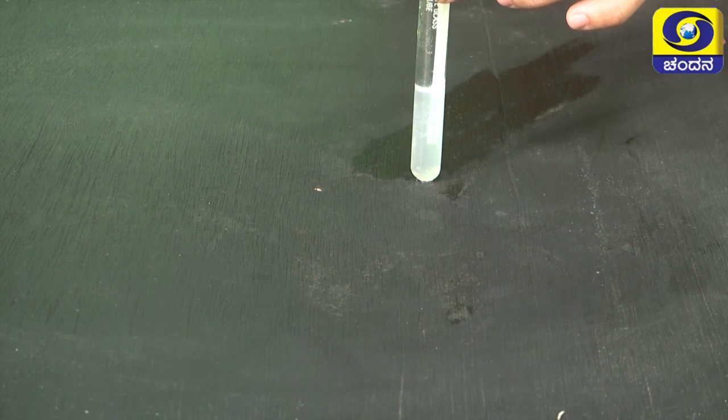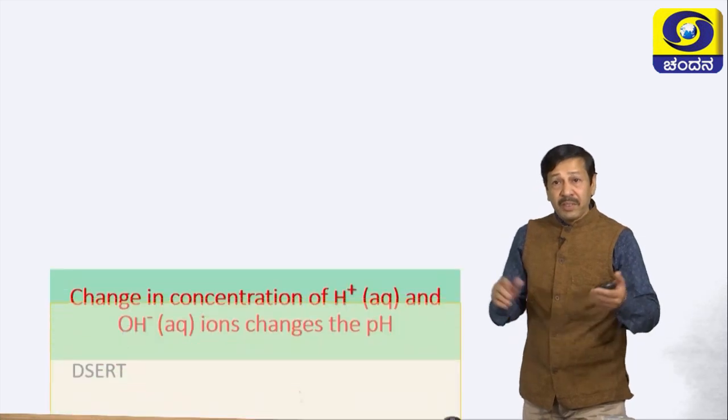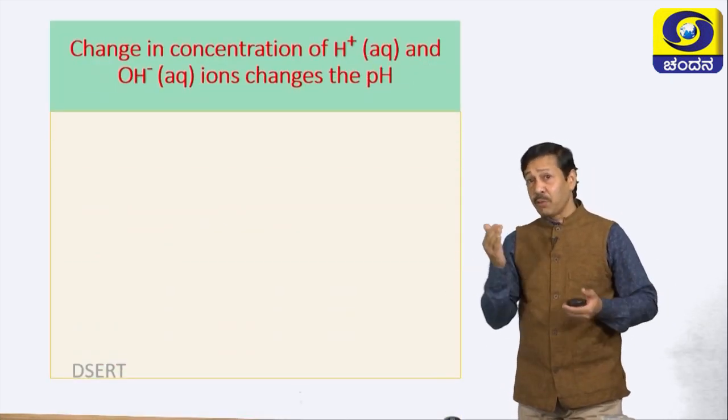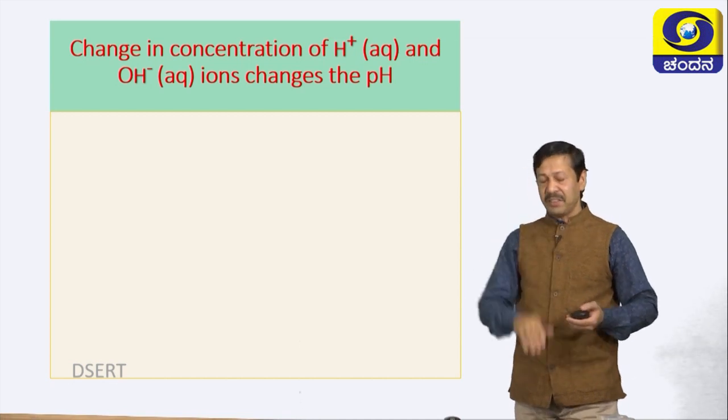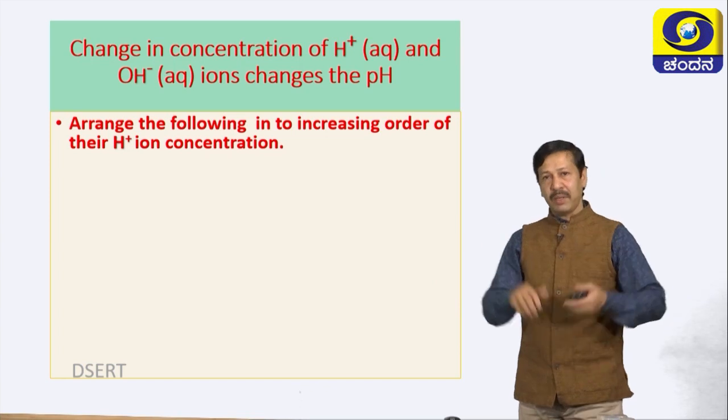Carbon dioxide reacts with calcium hydroxide and produces insoluble solid calcium carbonate. If I continue the process, it turns colorless because calcium hydrogen carbonate is produced. Now let us move on to the next slide. Change in the concentration of H plus as well as OH minus ions changes the pH. Let us understand this one with an example.